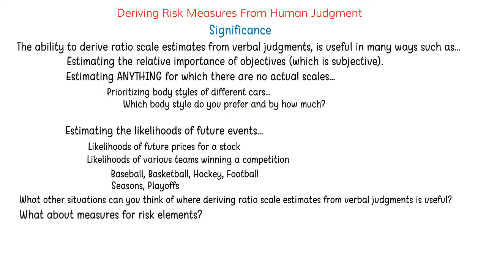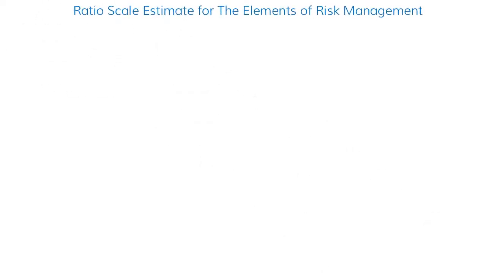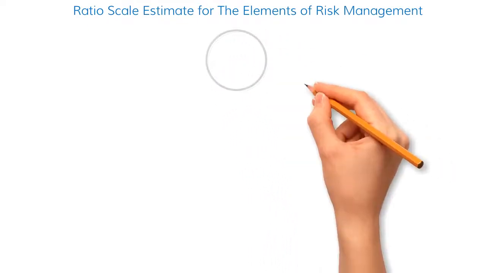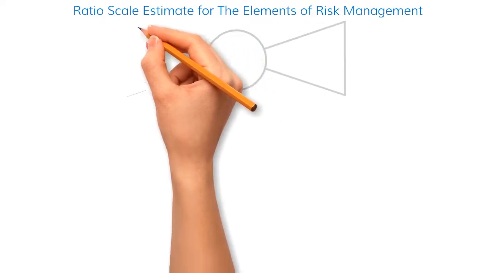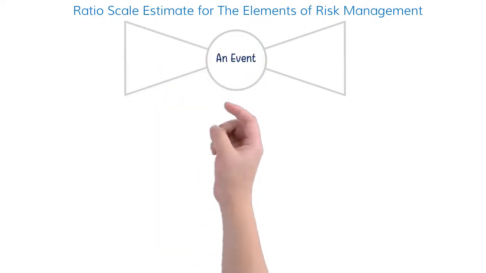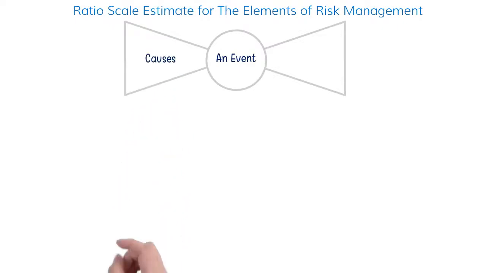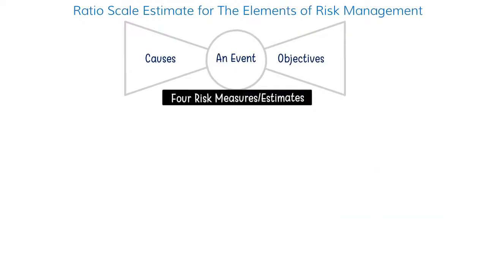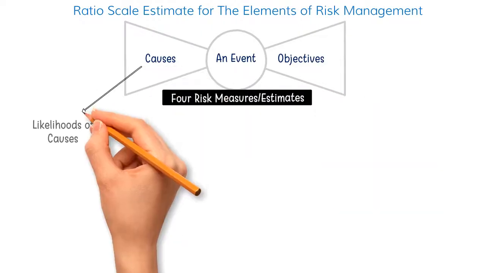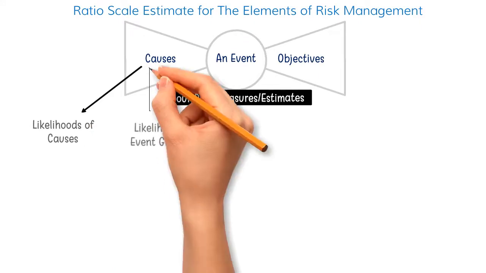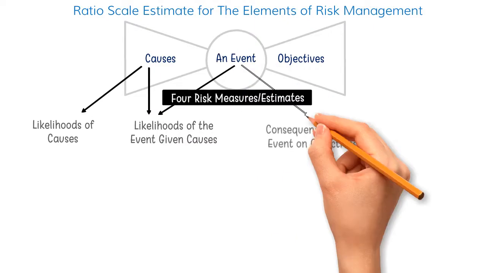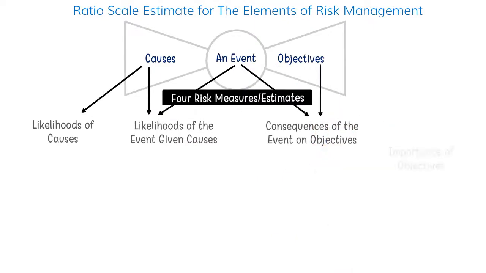What about measures for risk elements? Ratio scale estimates for the elements of risk management. An event. Causes. Objectives. 4 risk measures or estimates. Likelihoods of causes. Likelihoods of the event given causes. Consequences of the event on objectives. Importance of objectives.